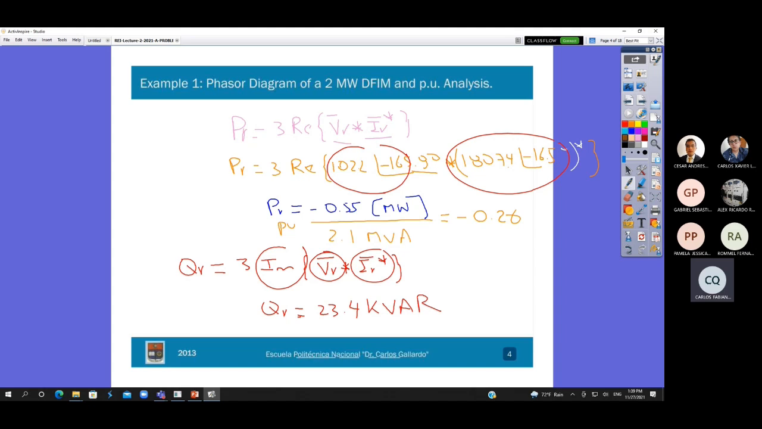If I want to compute the per unit value, this is the actual value divided by the base. Therefore the per unit value is equal to 0.011. So pay attention to this value. Because I have this small value, it means that the machine is being magnetized through the rotor.